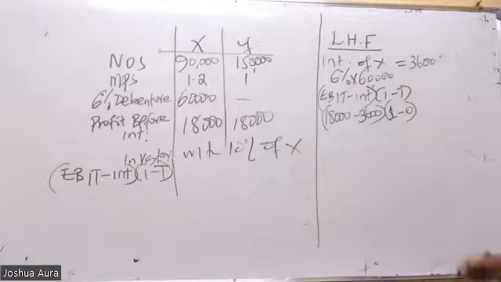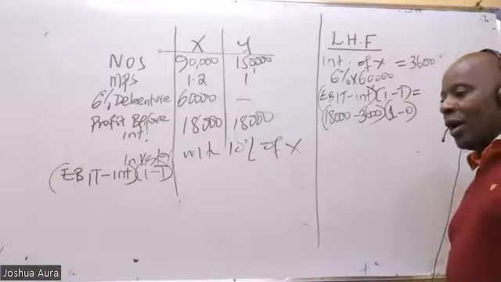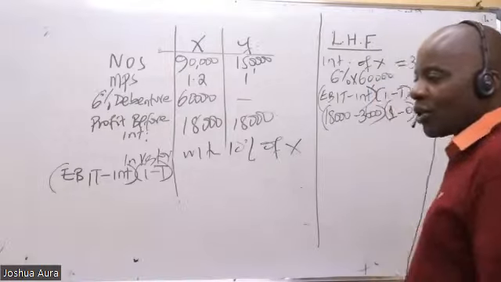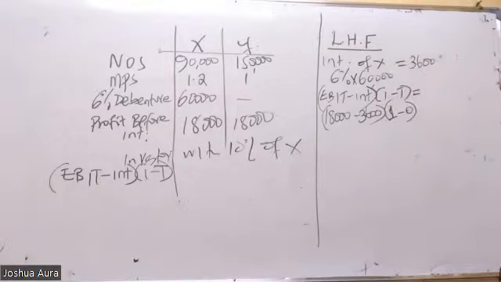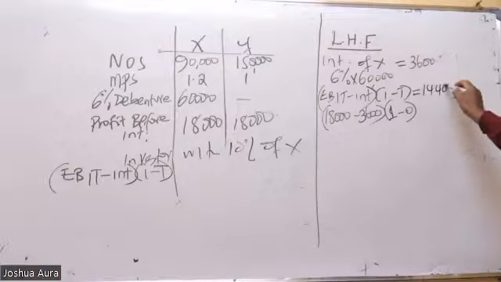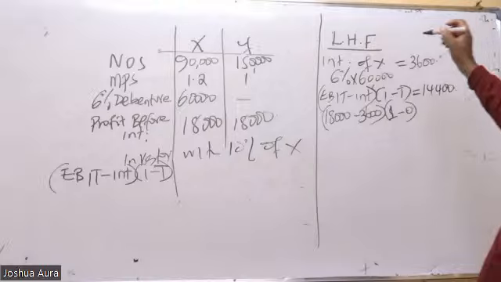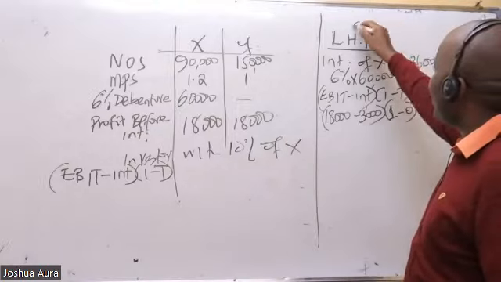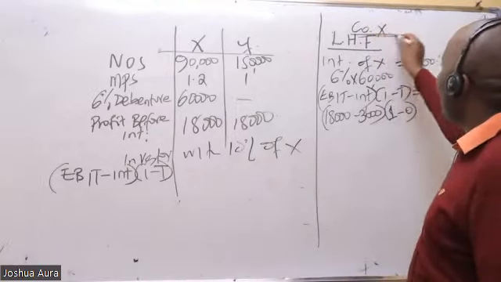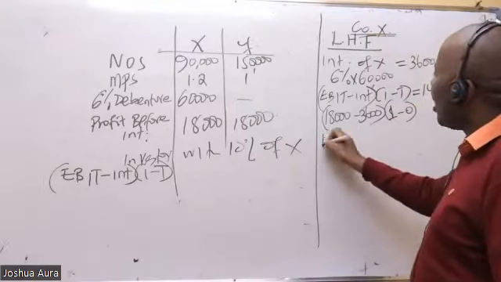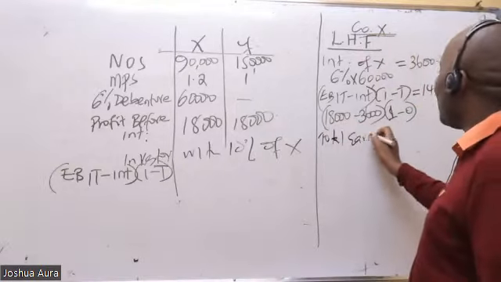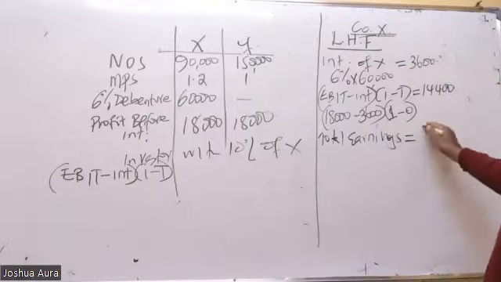So can somebody give me the distributable earnings. According to John Massey and Emily, we have 14,400. Thank you very much. So this is company X. These are the total earnings of the company, 14,400.